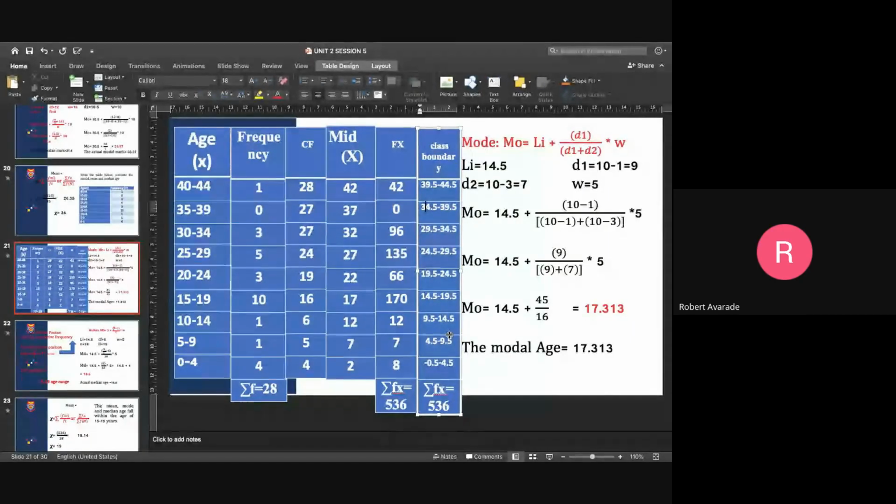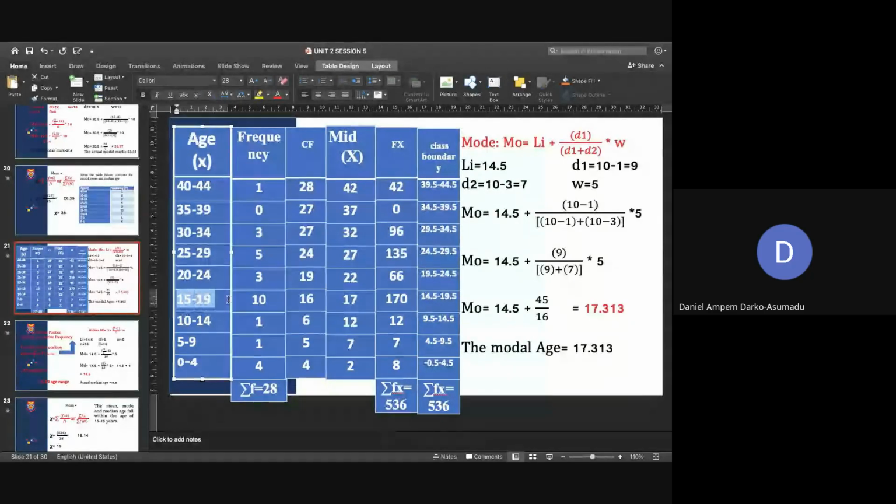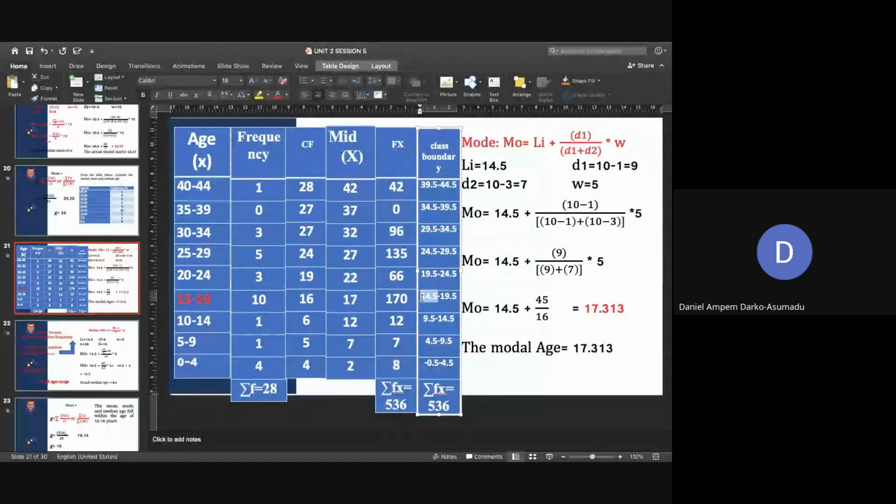Yes, sir. So now we have agreed that the mode is in this class, because it's occurring 10 times. Those between the ages of 15 to 19 years, occurring 10 times. And L1 is the lower class boundary of the class that contains the modal age. That will be this. Do you agree now? Have you seen it? Yes, sir.